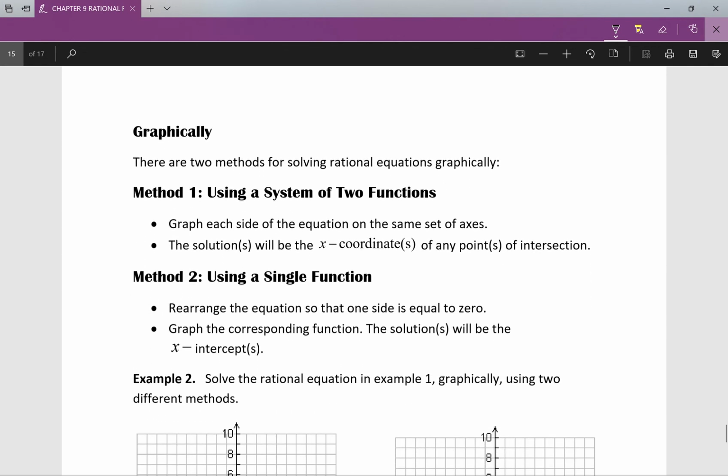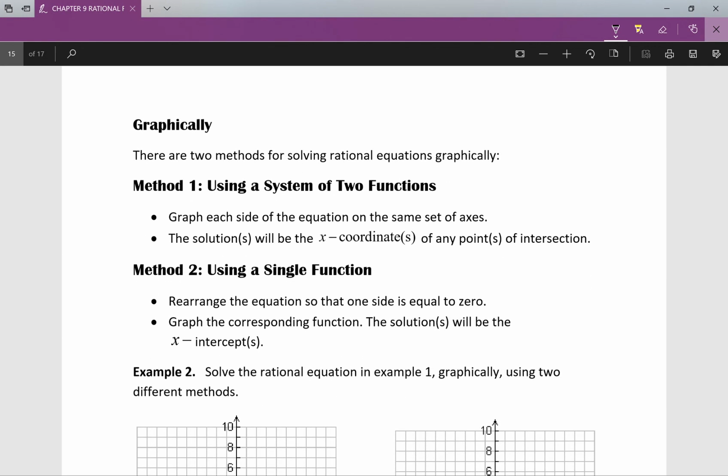Now moving on with the graphically, you guys have all used your graphing calculators before, so I'm going to leave this section for you to do on your own, and then you can check this with the answer key.